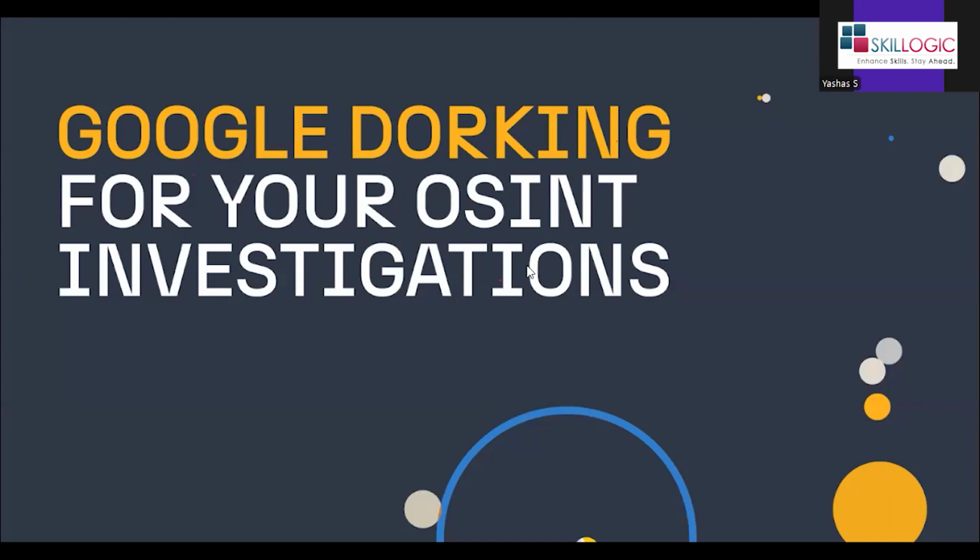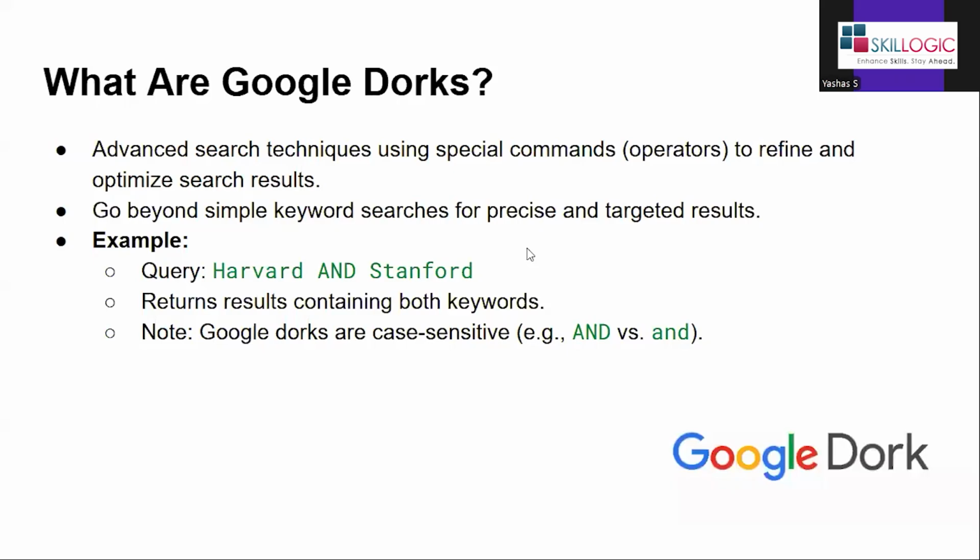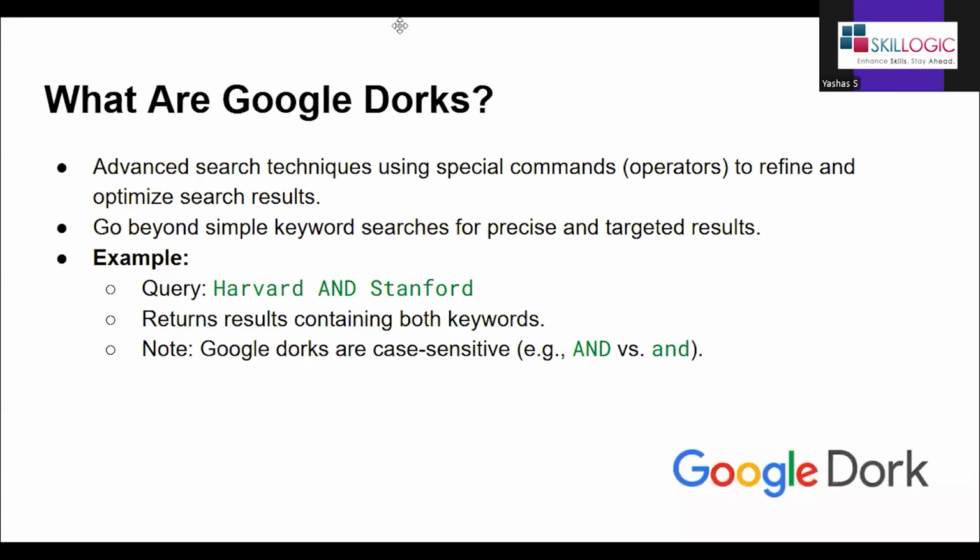This technique is called Google Dorking, or in simple terms, Google hacking, Google Dork. We're going to see some of the commonly used Google Dorks for open source investigation. So let's see some of the techniques used here. As I said, Google Dorking is one of the techniques commonly used to refine and optimize the search result. It goes beyond the simple keyword.